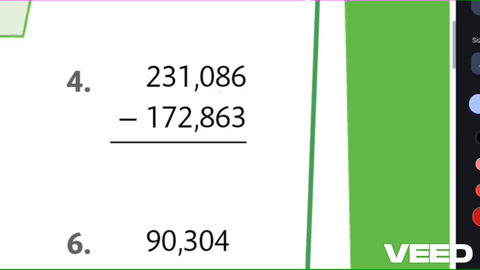0 minus 8, class, can we do 0 minus 8? No, so this is a regroup column. This turns into 10, and this turns into a 0. This is our regroup column.